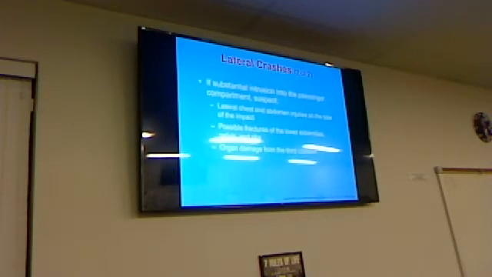If there is substantial intrusion into the passenger compartment, suspect lateral chest and abdomen injuries on the side of impact, possible fractures of the lower extremities, pelvis, and ribs, and then organ damage from the third collision. Again, you get a lot of shearing forces in these types of accidents, so you really have to be mindful for those injuries that you cannot see, okay?